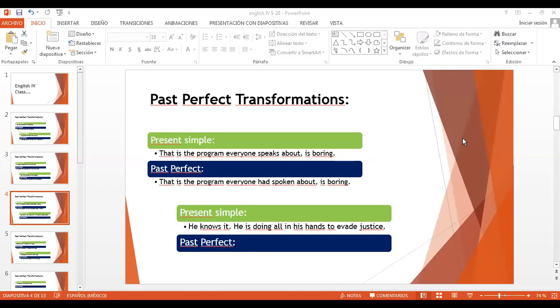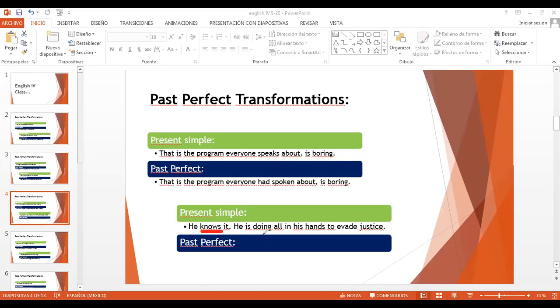So, going back. What is happening in the next part? Present simple. He knows it. He's doing all in his hands to evade justice. Lo sabe y está haciendo todo en sus manos para evadir la justicia. Now, let's transform this into past perfect. What parts do we change? Number one, identify the actions. So, going back, action number one is this one.